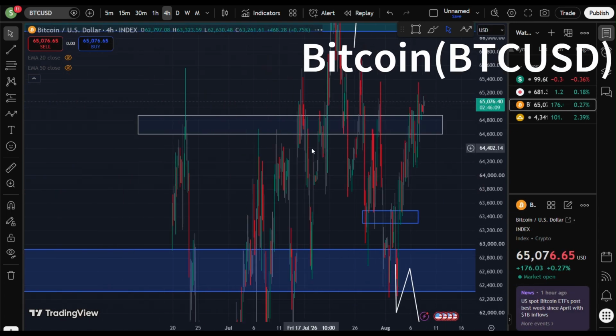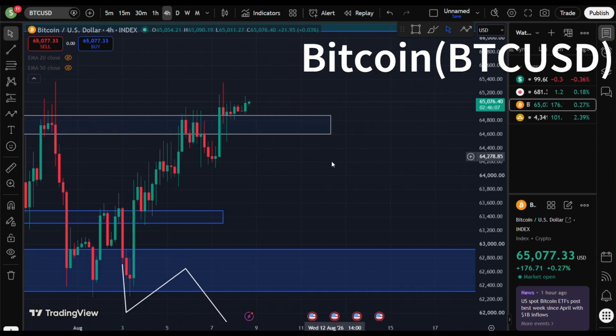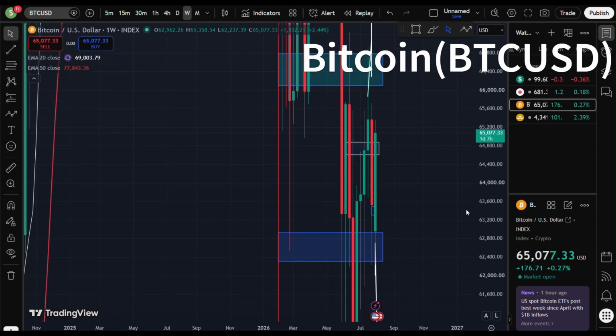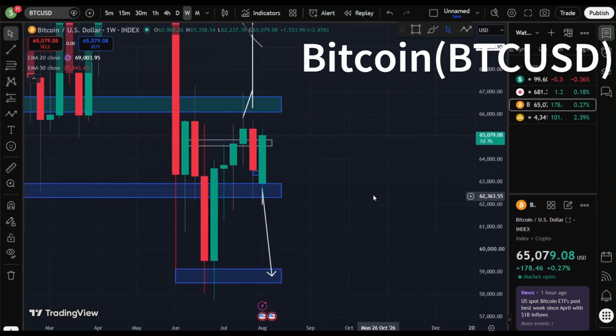BTC USD. Okay, so on the weekly time frame, price is going up. As you can see, the candle of last week.